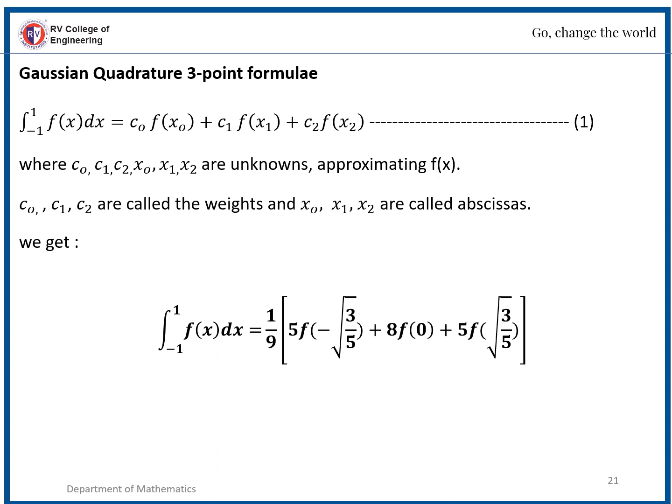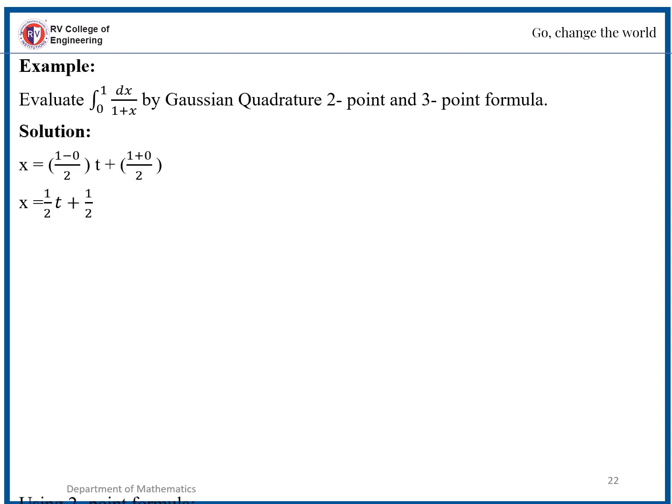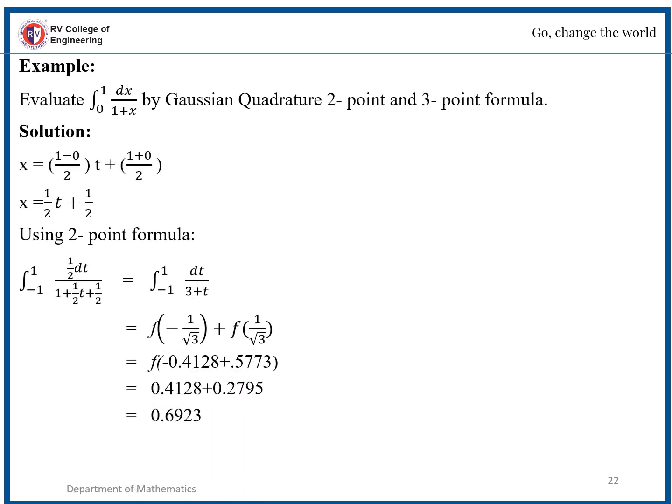Again, if the integral is over any other interval a, b, we need to transform it to the interval -1 to 1. Now let me consider an example to demonstrate Gaussian quadrature 2-point and 3-point formula. So the problem is to evaluate the integral from 0 to 1 dx divided by 1 plus x.